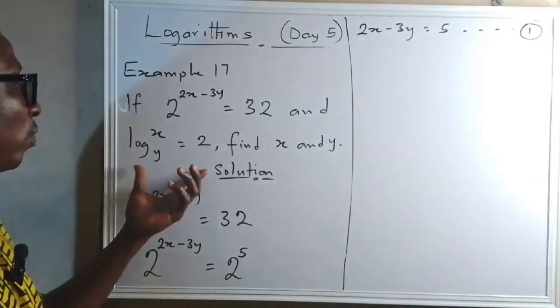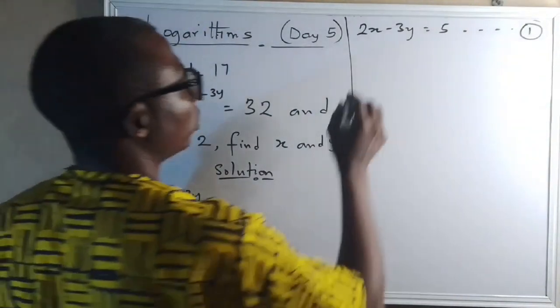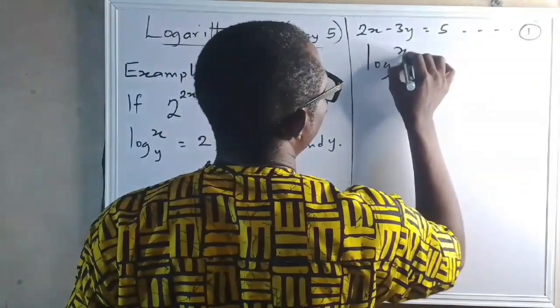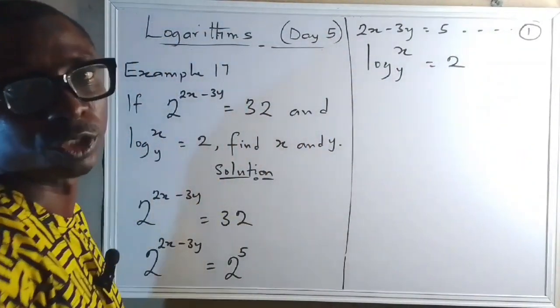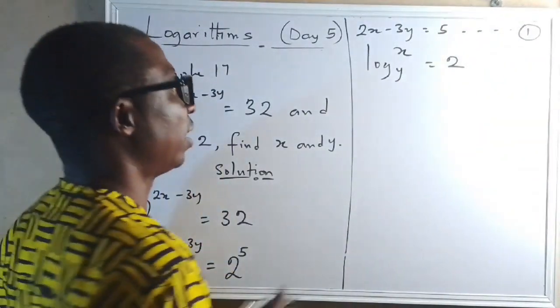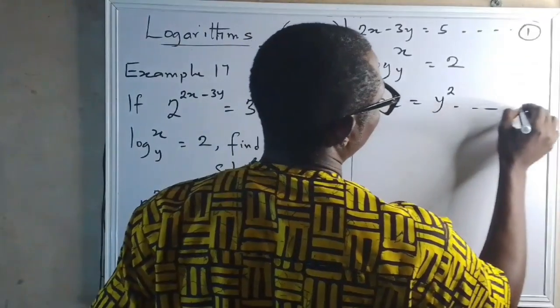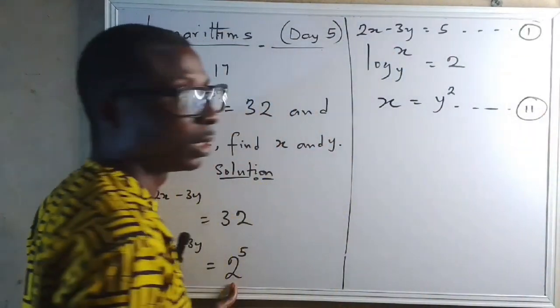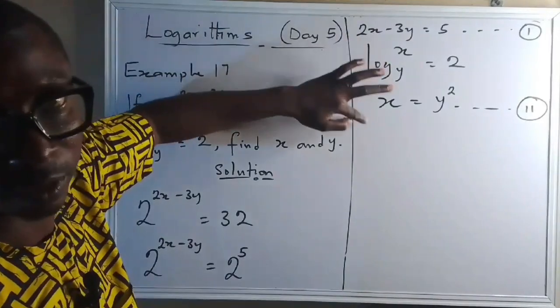Now let's look at the second one. Log x base y equals 2. This is a logarithmic equation, so you change it to an indicial equation. So the base comes here, and you have x equals y raised to the power of 2. This is equation 2. Now we are going to solve these two equations simultaneously.